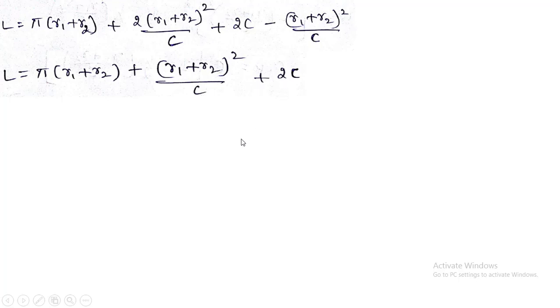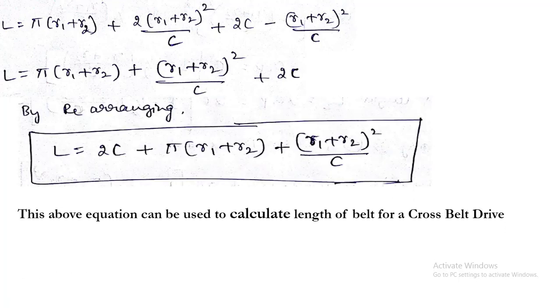I think we will rearrange this expression once again. So it will be given as 2C plus pi into (R1 plus R2) plus (R1 plus R2) whole square divided by C. I think you got the expression, this is the expression for calculation of the length of the belt in case of cross belt drive.